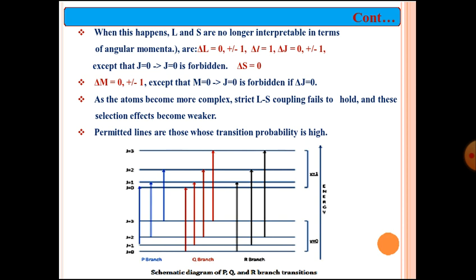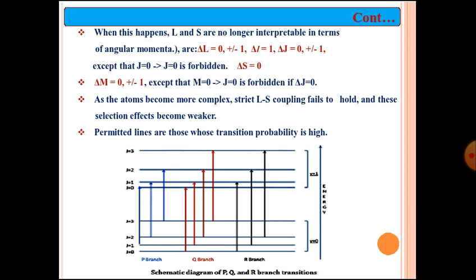The rules are: delta J equal to 0, plus or minus 1, delta L equal to 1, except that J equal to 0 to J equal to 0 is forbidden. Next one, delta S equal to 0. Then delta M equal to 0, plus or minus 1, except that M equal to 0 to M equal to 0 is forbidden if delta J equal to 0. As atoms become more complex, strict LS coupling fails to hold, and these selection rules become weaker.